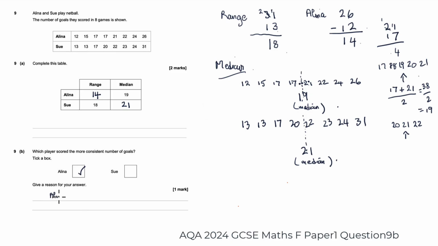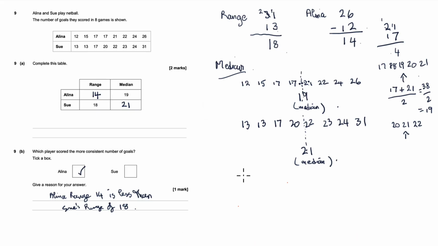Alina's range, which is 14, is less than Sue's range of 18. And that's sufficient reason. If the range is less, it's more consistent.